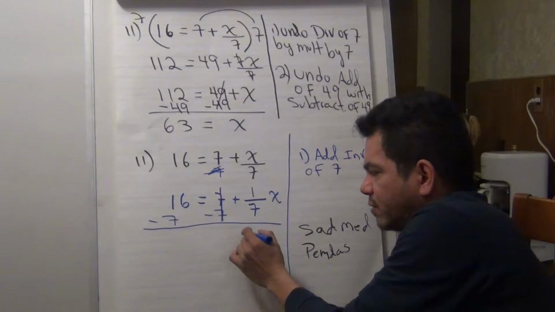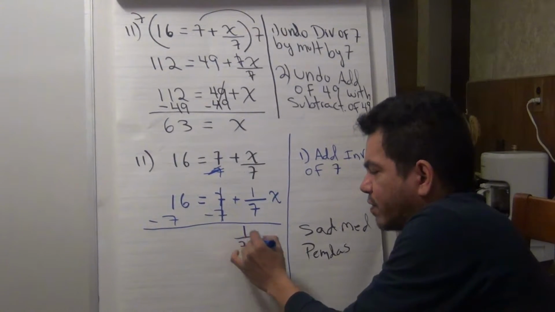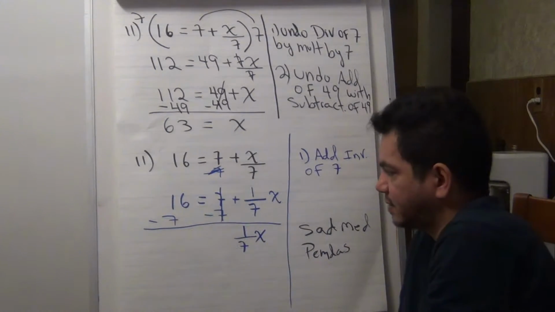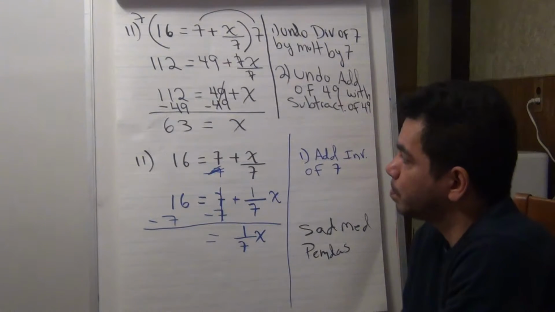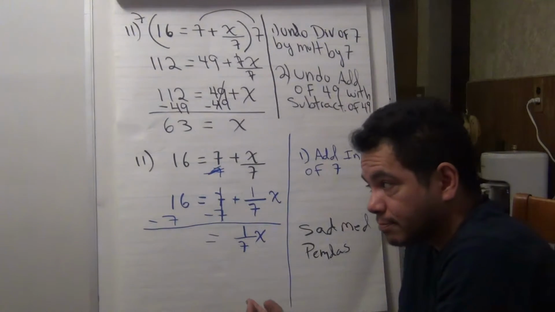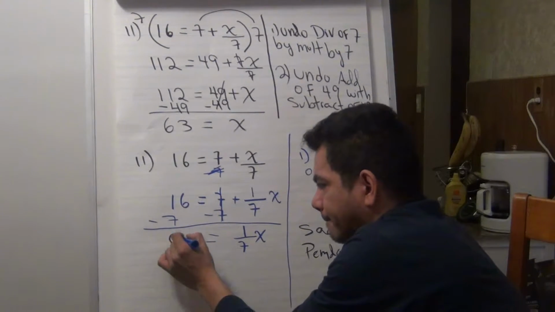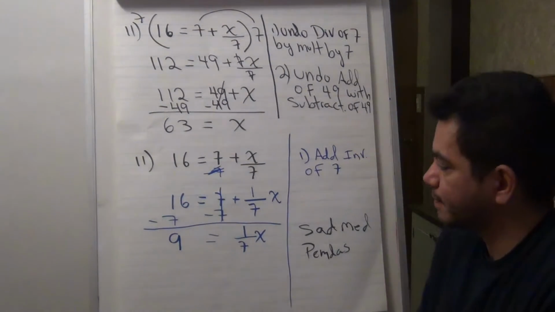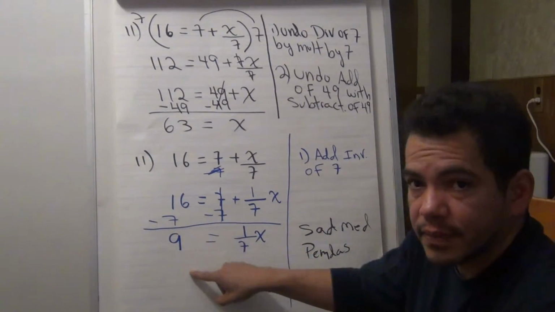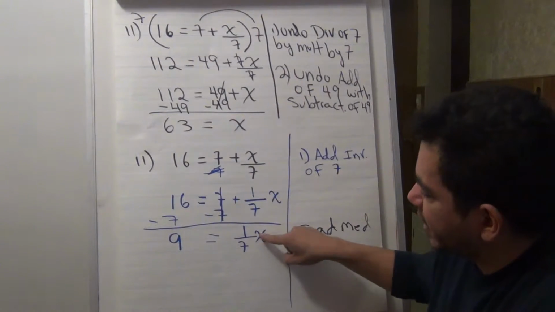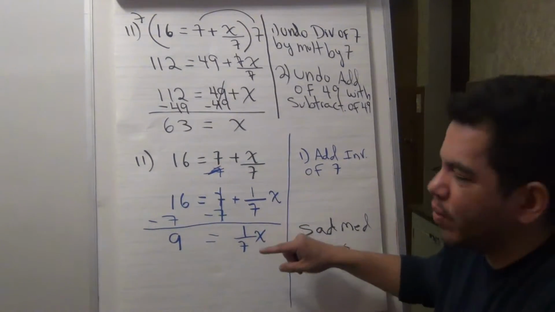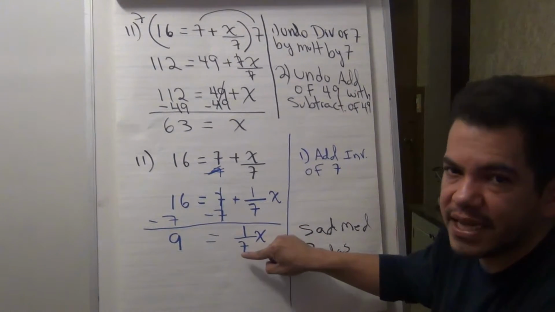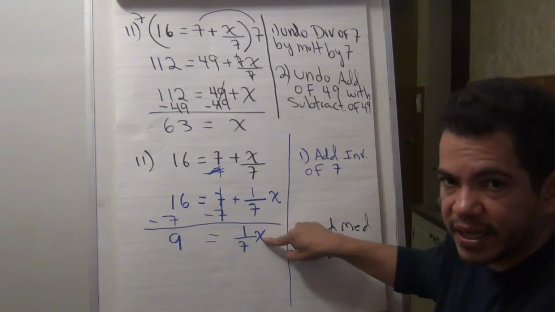So what do I bring down? 1 over 7x, correct? What is 16 minus 7? Thank you, 9. Okay. And now this fraction is multiplying the x. I know what I said, times 1 divided by 7, yes, but the fraction is multiplying the x.